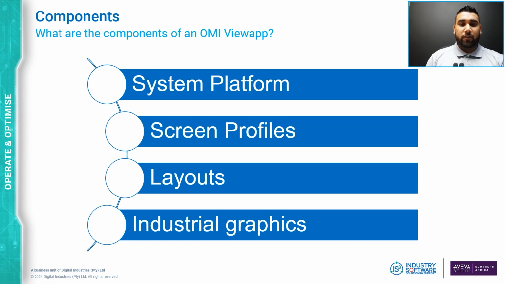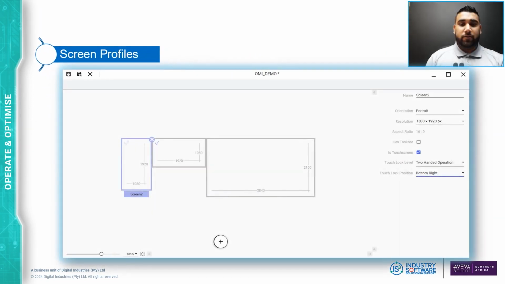If we look at screen profiles, a screen profile defines the physical characteristics of one or more client workstation monitors that will show a running view app, including how the screens are arranged with respect to each other. Each screen defined in a screen profile represents a physical monitor. Creating a screen profile does not rely on hardware monitors or screens. You can create a screen profile first and then configure the hardware monitors for the computer afterwards.